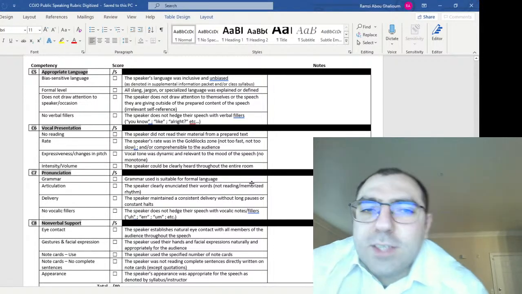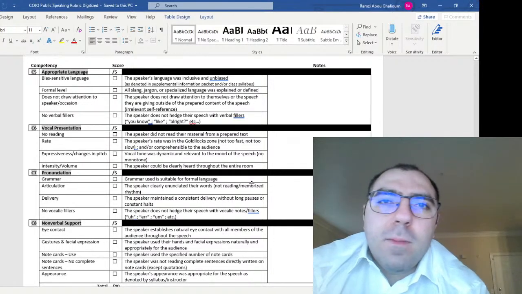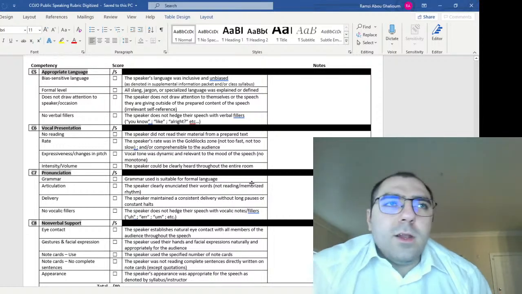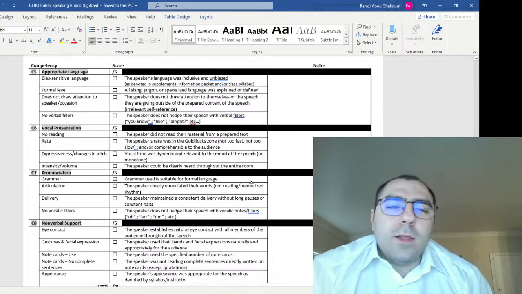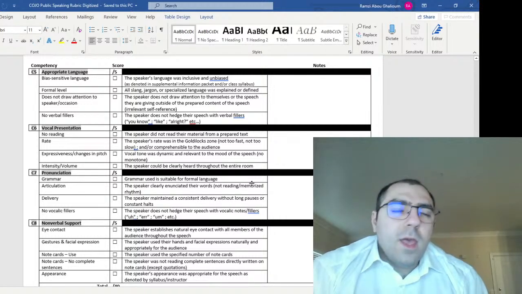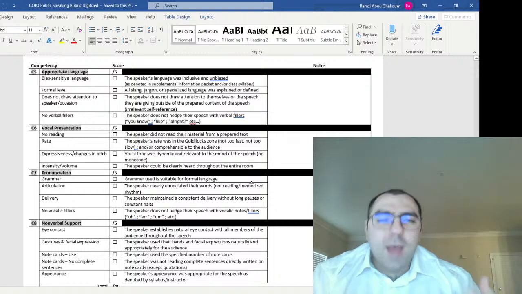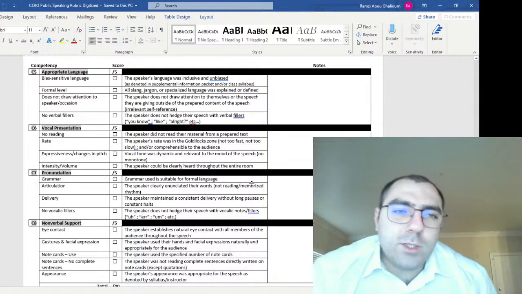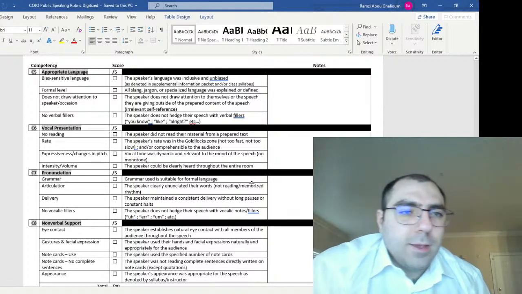So for expressiveness and changes in pitch, you don't want to be very monotone. Similarly to speaking slowly, if I were speaking like this the entire time, even at a comprehensible and good rate that was in the Goldilocks zone, that is a different kind of mind-numbing. All right? You see how I'm emphatic and expressive. I gesticulate a lot when I speak. That's sort of how you want to be.